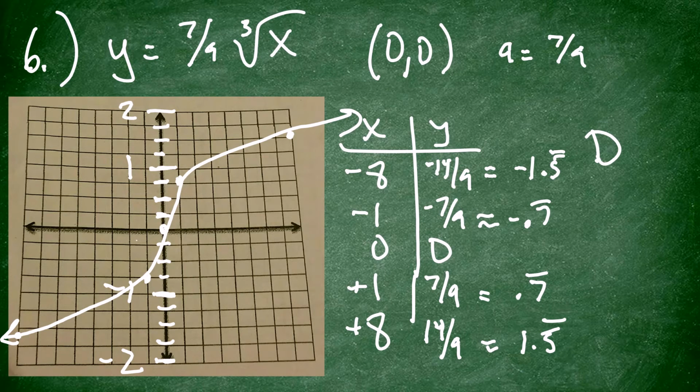Mine's a little bit wider because I fit it. Yours might be a lot tighter on there because you didn't use the same scale I use. Right? That's it. Domain and range, all the real numbers because that's what it is, and that's it for number 6.